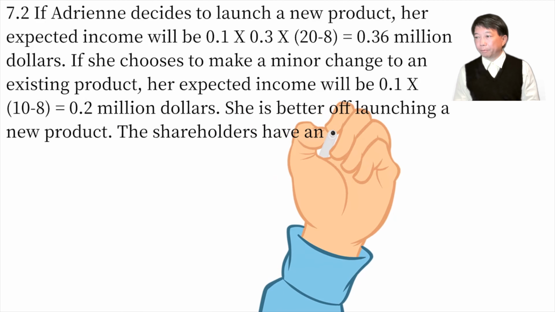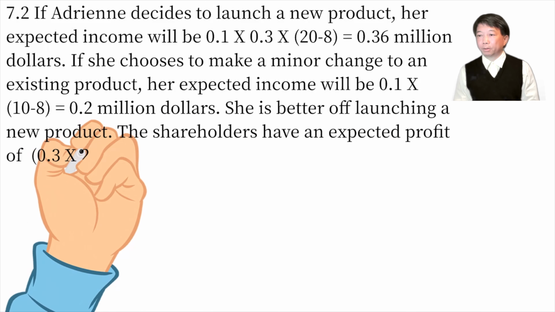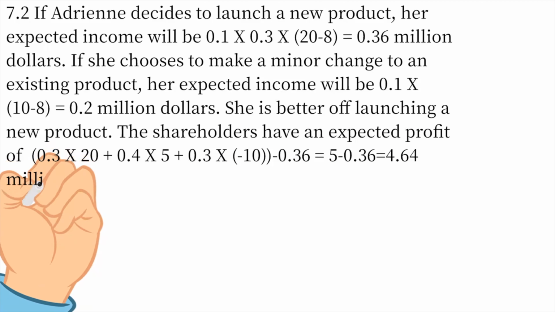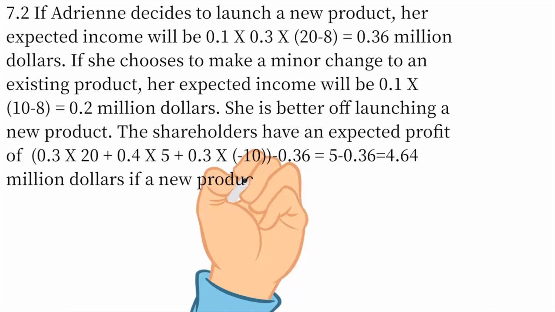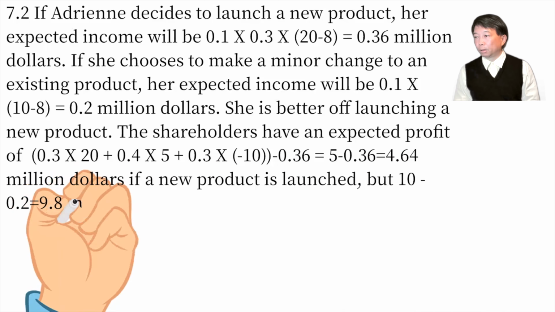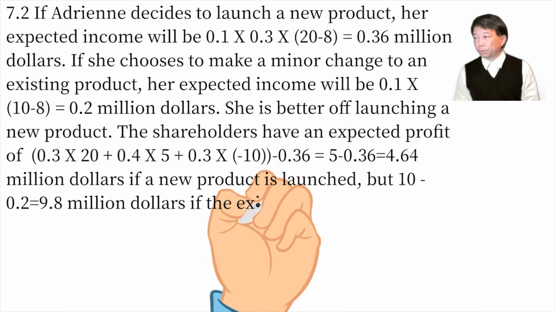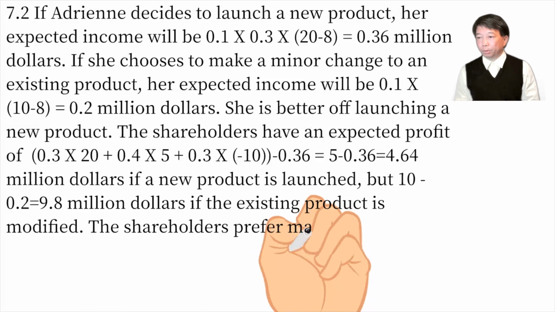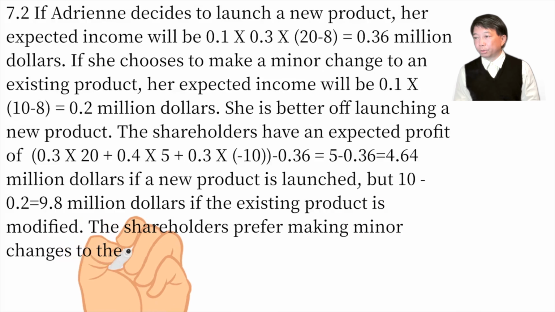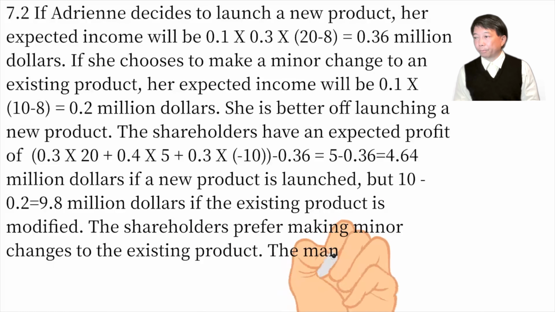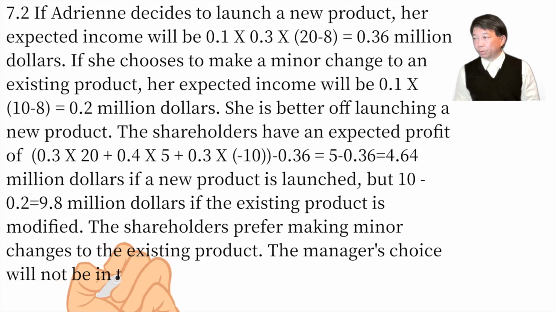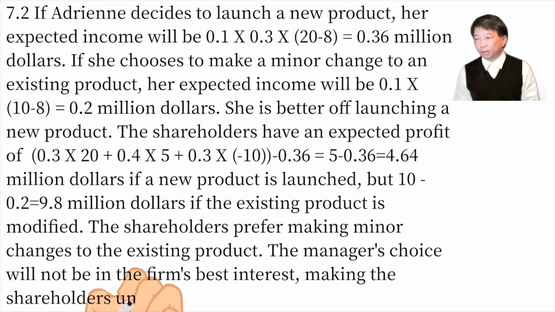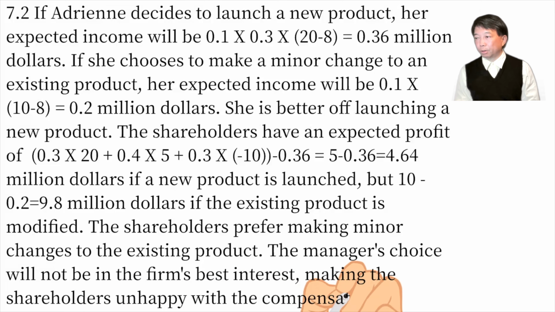The shareholders have an expected profit of $4.64 million if a new product is launched, but $9.8 million if the existing product is modified. The shareholders prefer making minor changes to the existing product. The manager's choice will not be in the firm's best interest, making the shareholders unhappy with the compensation contract.